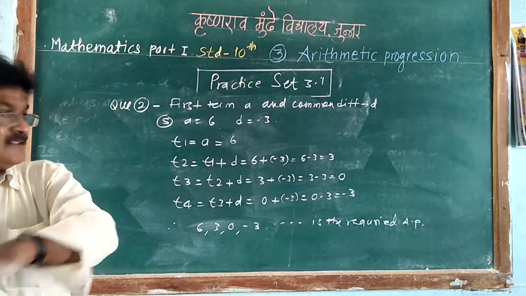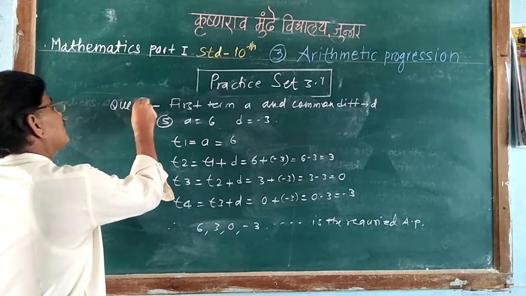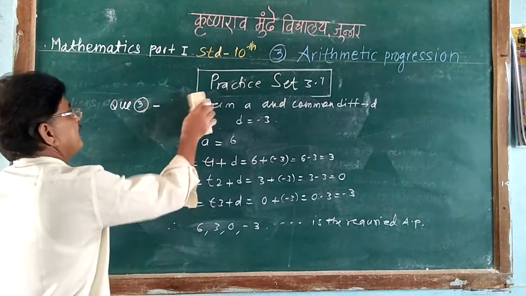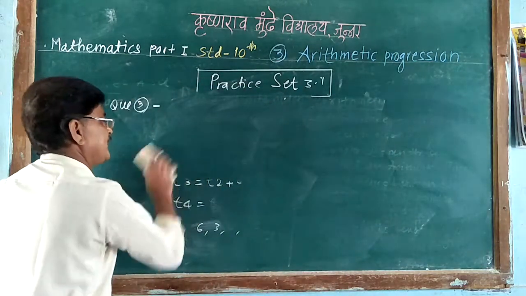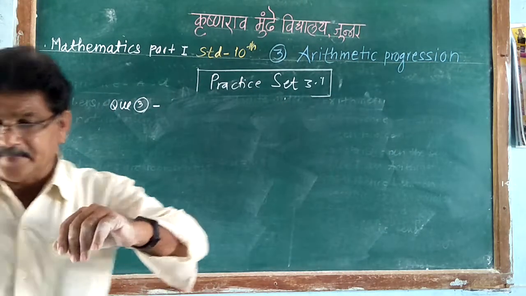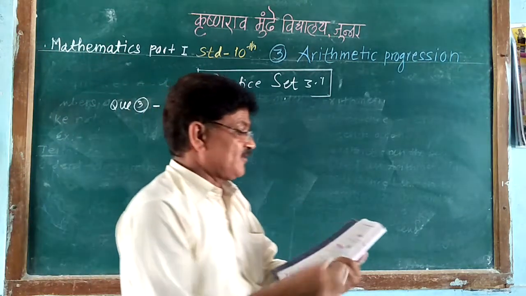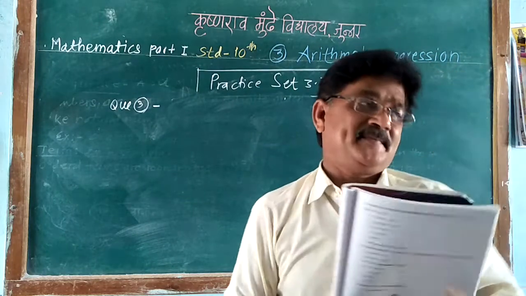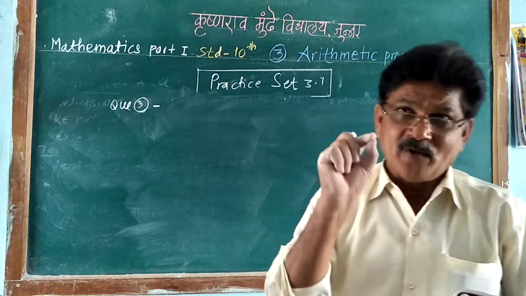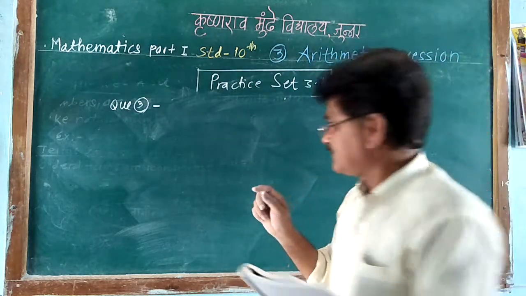And in the practice set 3.1, question 3. In the question 3, find the first term and common difference for each of the AP. We have to give on some AP. In that AP, we want to find the first term and what is the common difference.